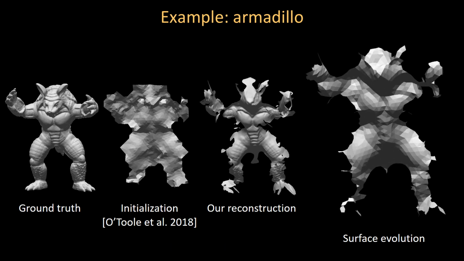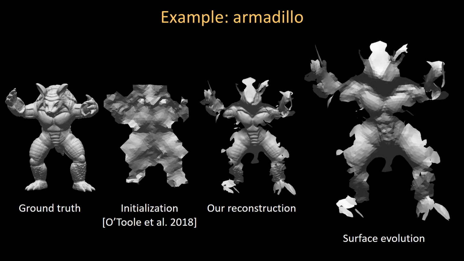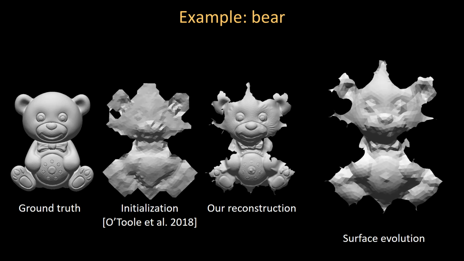Here we show a complex scene where the object is very non-convex. The surface contains a lot of details. We can see that through our optimization framework, we can recover a lot of details of the scene. Here we show more results.